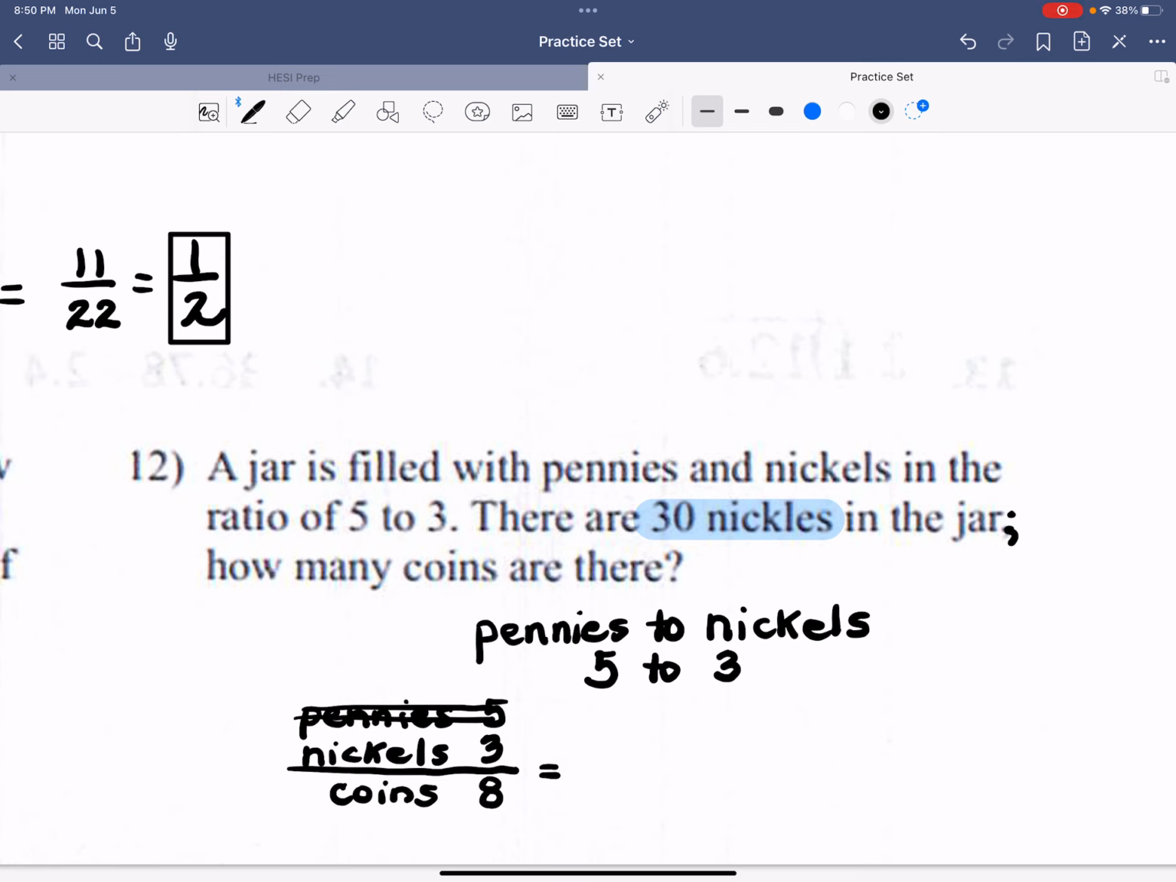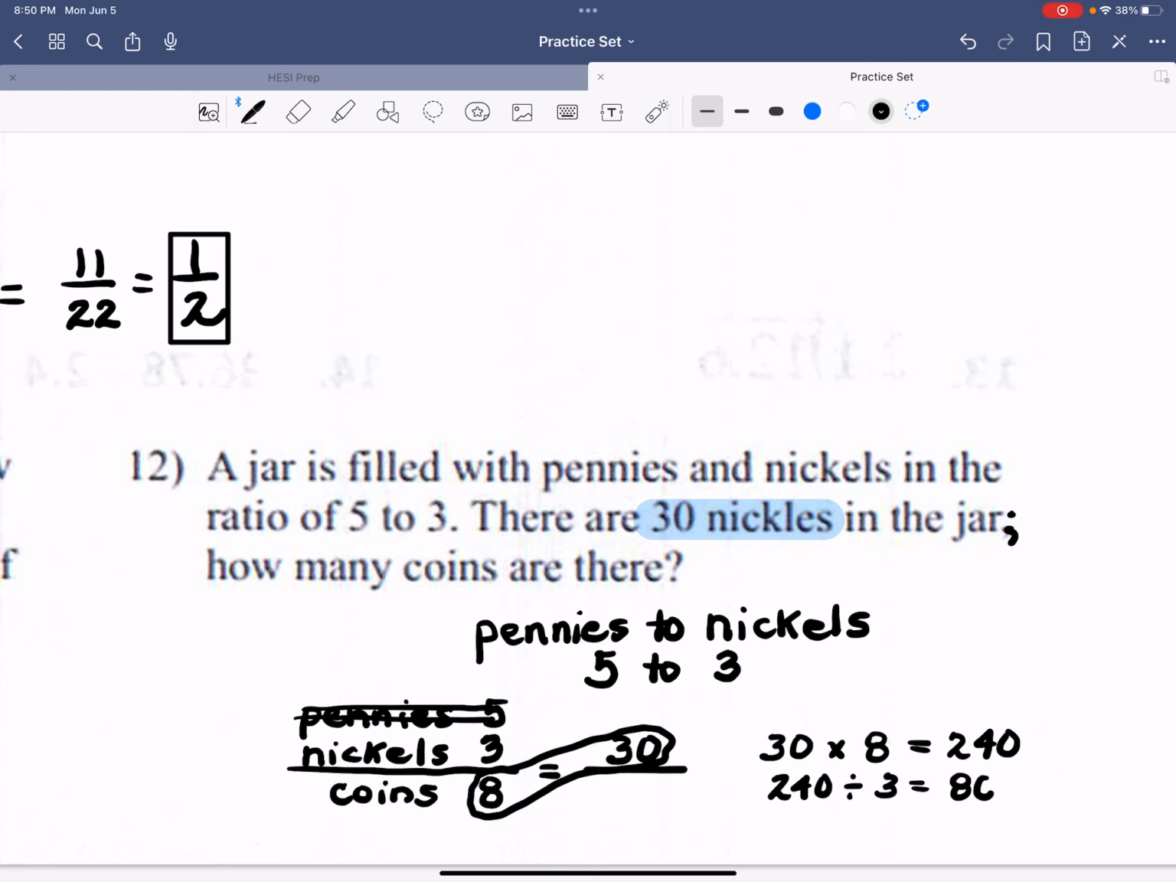I'm just going to go ahead and bring that 30 over here. They're nickels. We're going to find the number of coins. So 30 times 8 is 240. And 240 divided by 3, no surprise here, you can kind of look at this one and tell there are 80 coins in the jar.